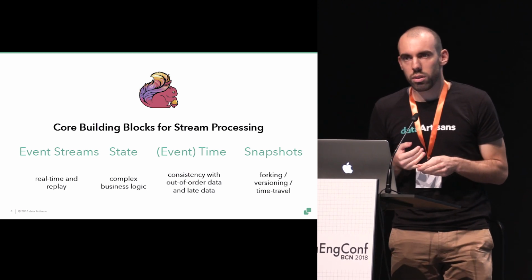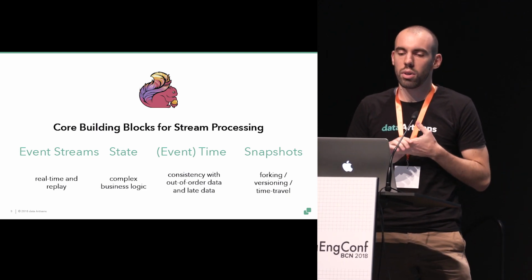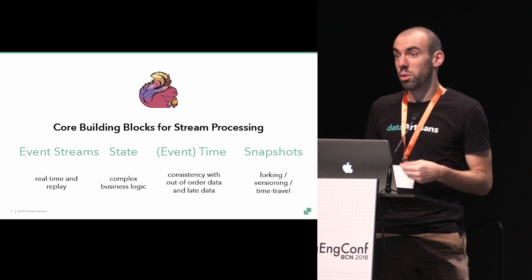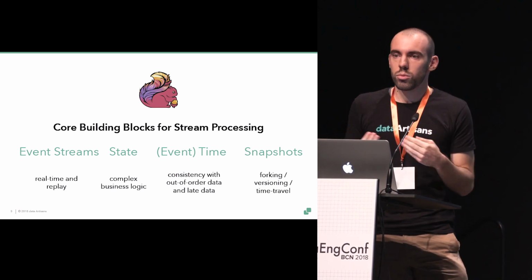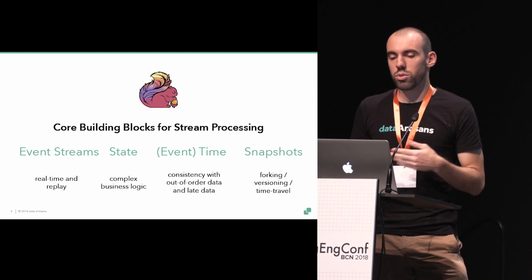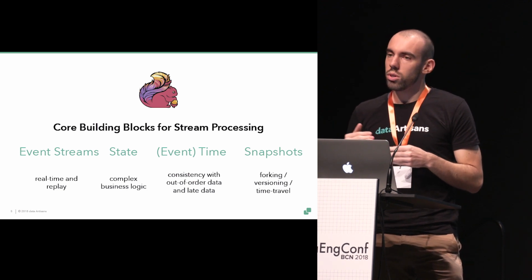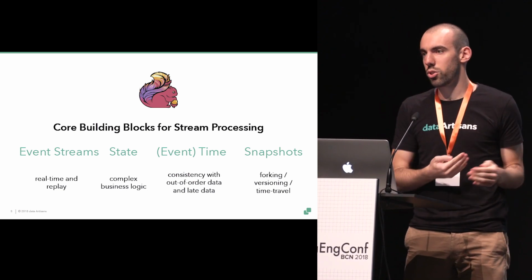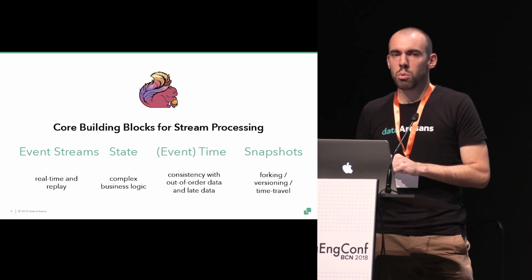So we identified four different things that a stream processor should be capable of. First of all, we want to do stream processing, so we need data streams. We want to combine multiple streams. We want to do ETL on multiple streams. We want to perform real-time computation on streams. We want to also be able to replay streams in case of failures. So maybe there is a message queue or some other stream storage system in front of the stream processor.